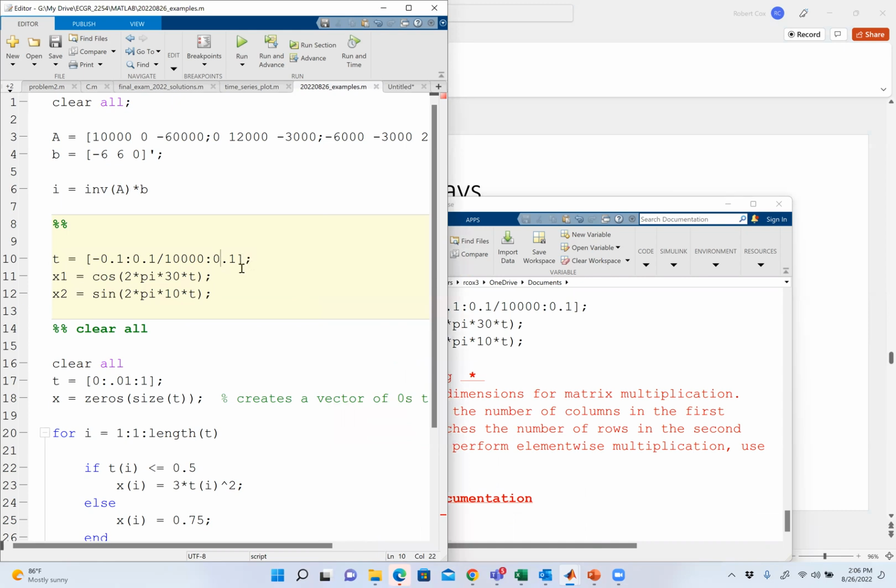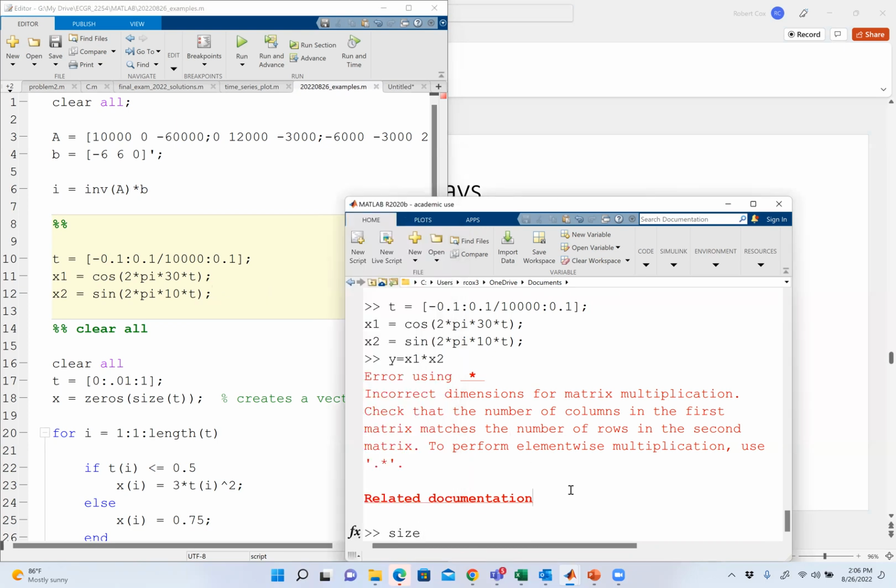Row vector. So what's cosine? What's this x1? It's a row vector, right? x2 is a row vector. So I just tried to multiply two row vectors, right? In linear algebra, if I took a row vector and multiplied it by another row vector, can you do that? No, you can't. So what should I do instead? Transpose one. All right, so let's try to do x1 times x2.